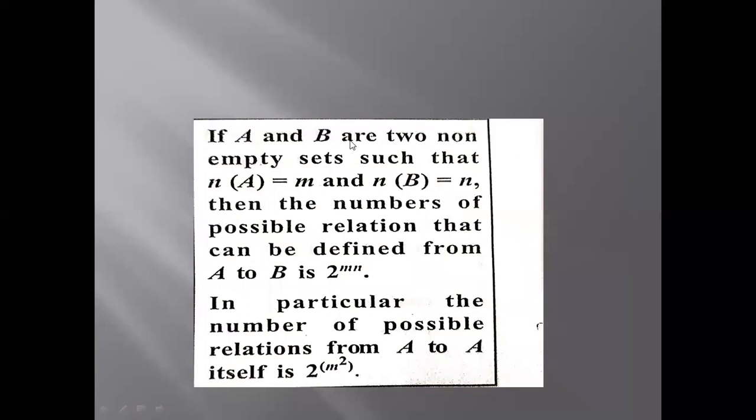See this one. If A and B are any two non-empty sets such that n(A) is equal to m and n(B) is equal to n, then the number of possible relations that can be defined from A to B is 2 to the power mn. In particular, the number of possible relations from A to A is 2 to the power m squared.